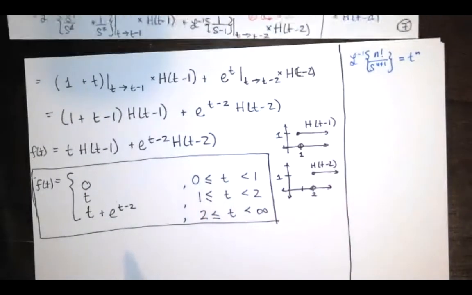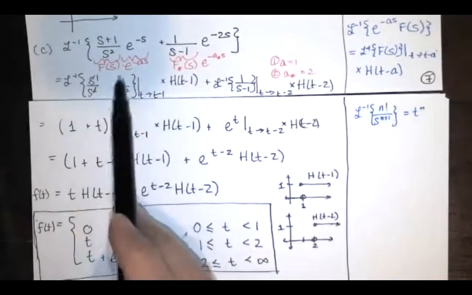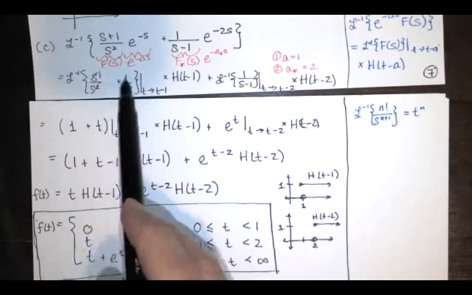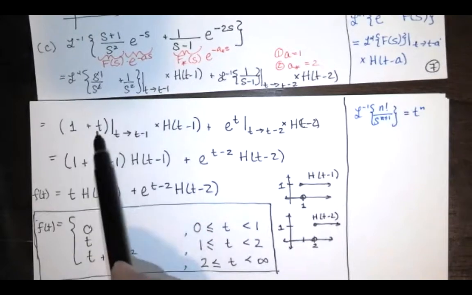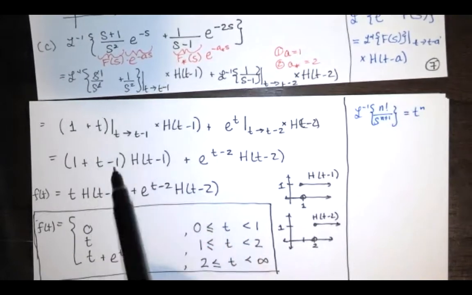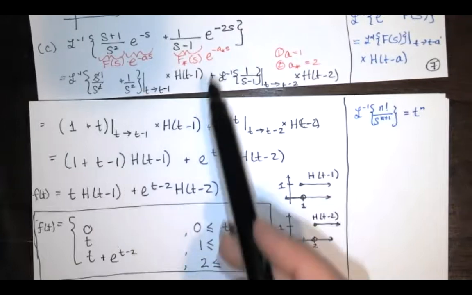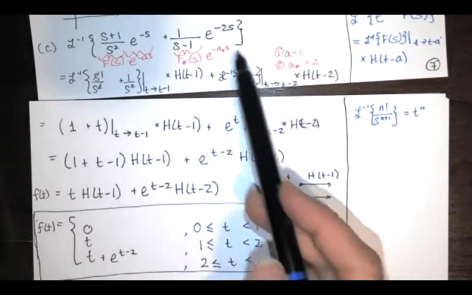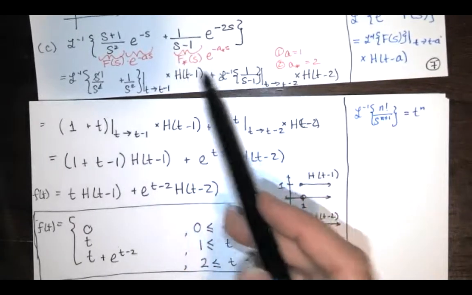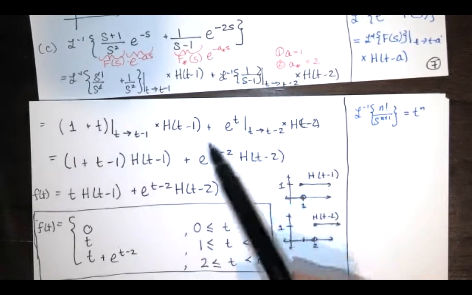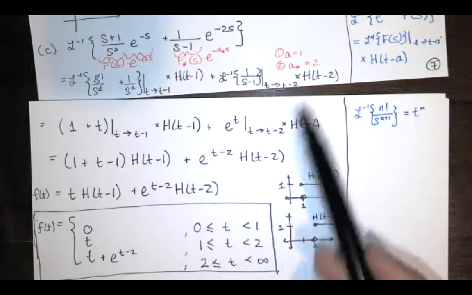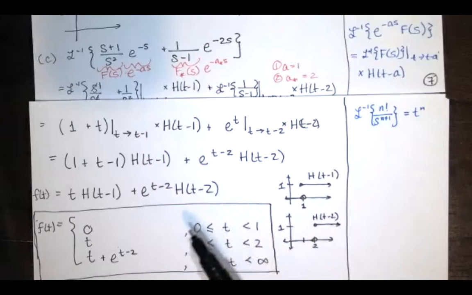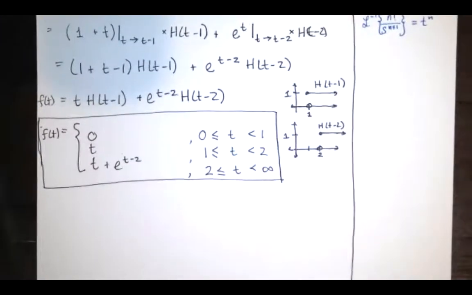Let's see, how did we do that? We identified f, we identified a, we took the inverse transform of f of s to get f of t. We replaced the t with t minus 1, and we simplified. Here we identified f, we identified a, we took the inverse transform of f of s to get f of t. We replaced the t with t minus 2 and multiplied by the Heaviside function at t minus 2. And so that is how we ended up there.